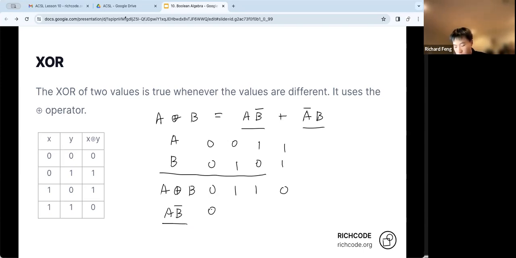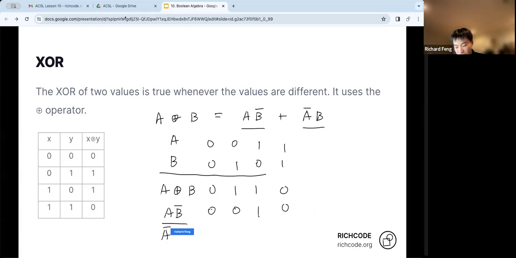So 0 and 0 is still 0. And then for A equals 1 and B equals 0, not B would be 1. So A and not B would be 1 as well. And then for the last case, not B is 0. So this is also 0.